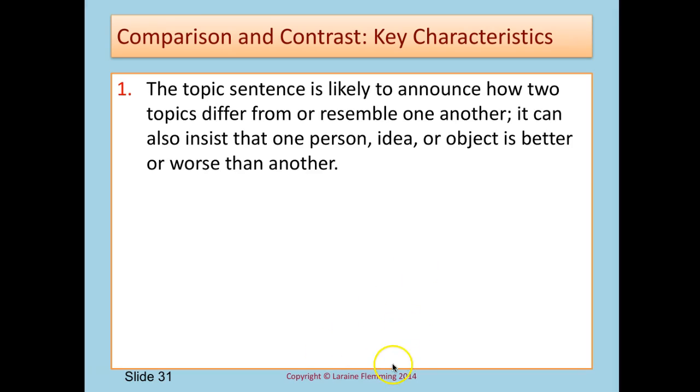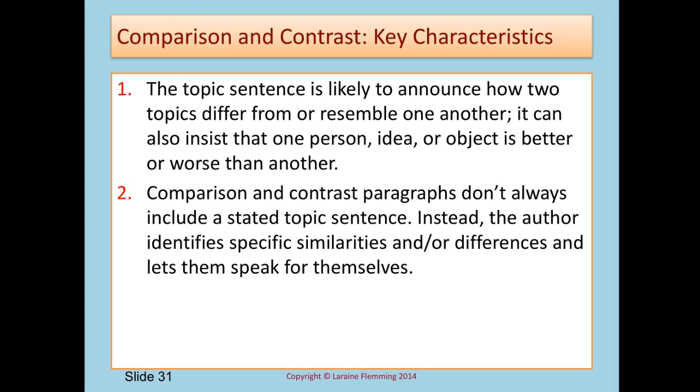The topic sentence in this type of paragraph is probably going to announce how these two topics are different or how they are similar to each other. And sometimes there's a bias that's also present where they're trying to put one idea or person or object as being better or worse than the other. Comparison and contrast paragraphs don't always include a stated topic sentence. Sometimes the author will just simply identify similarities and differences and let that speak for themselves.